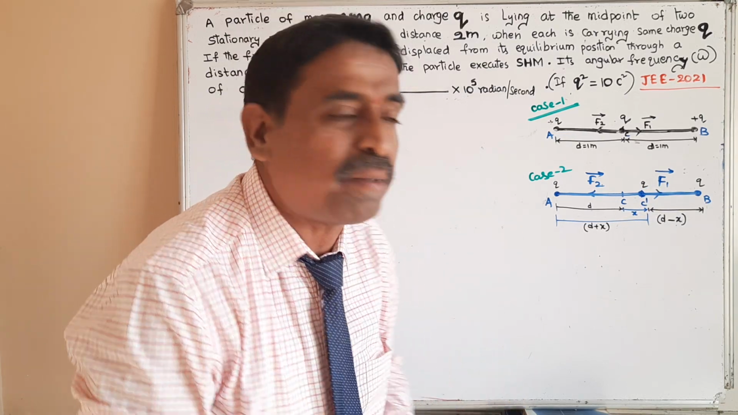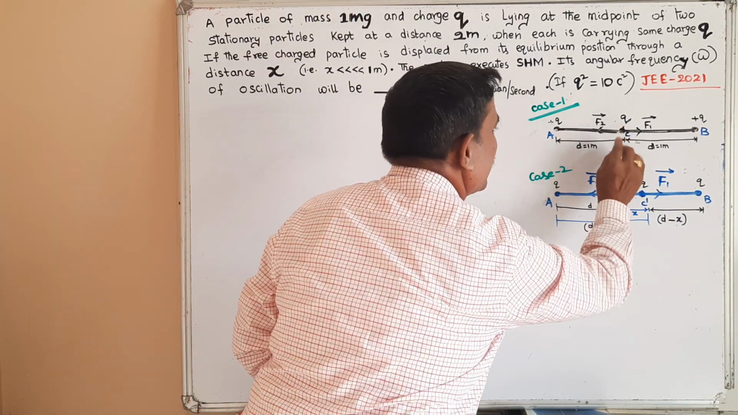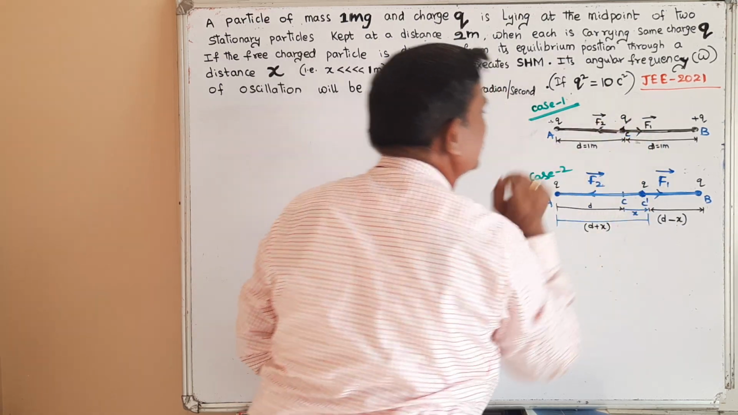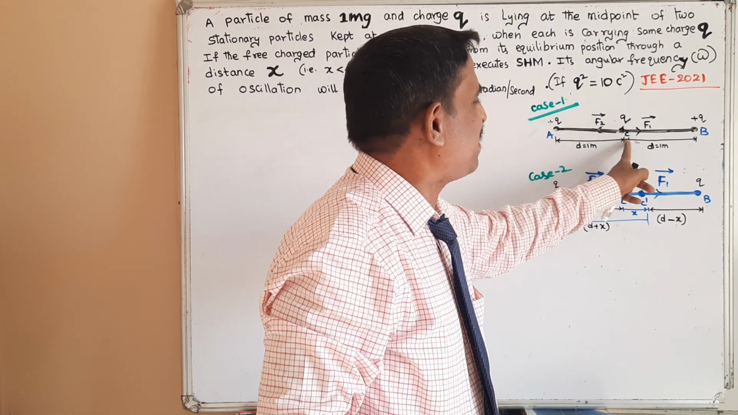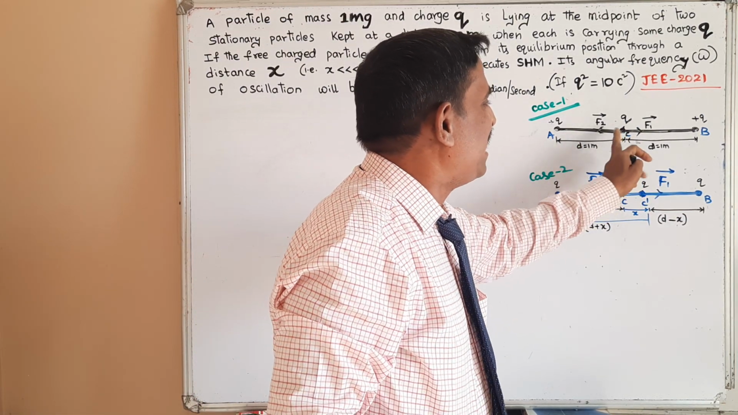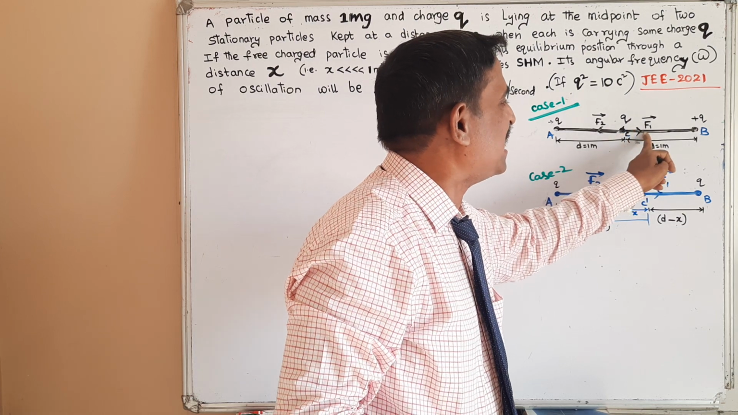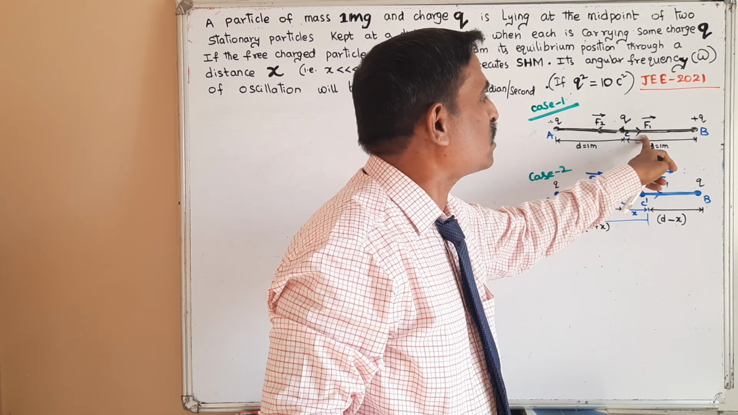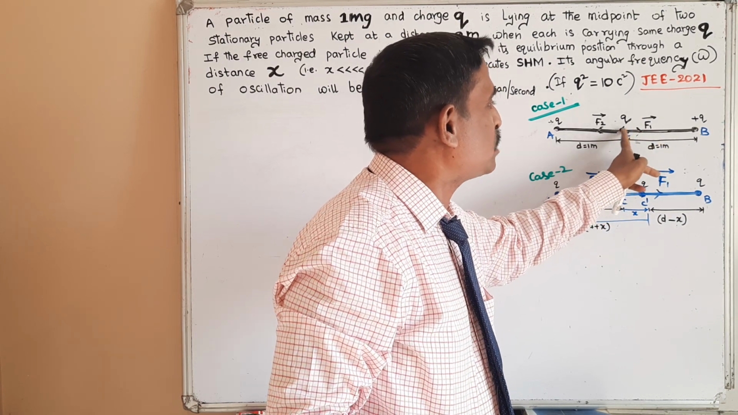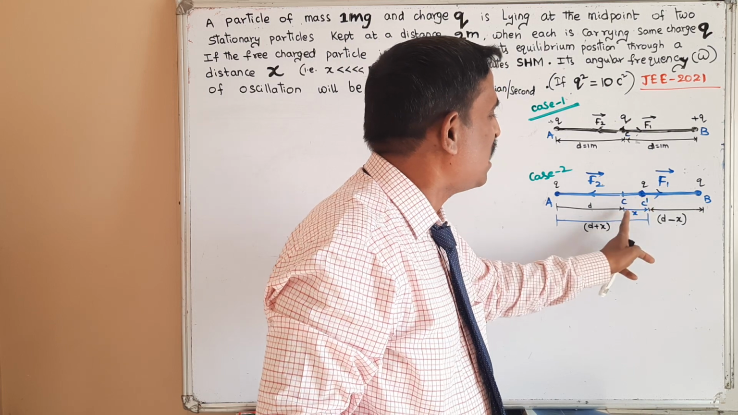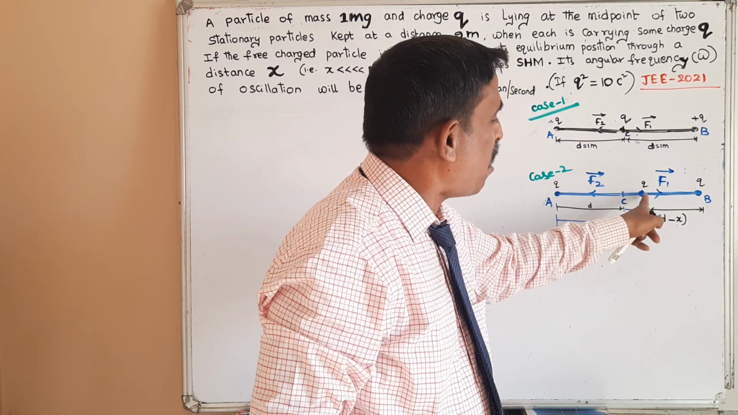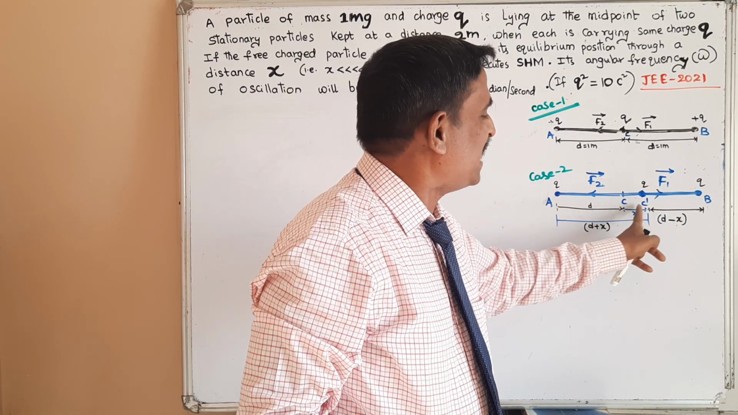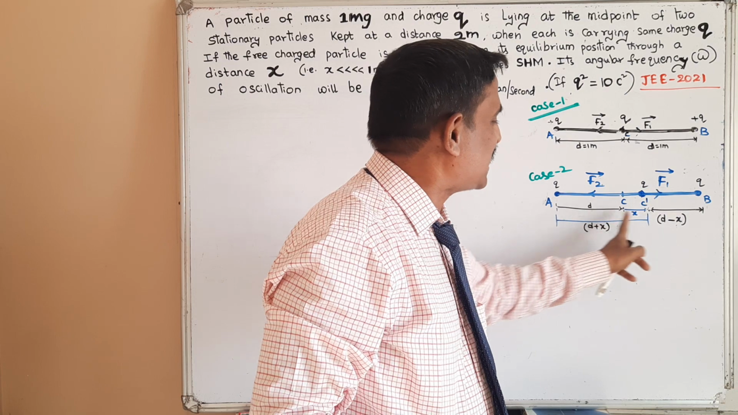Now, after some time, this charged particle is displaced through a small distance x. This is 1 meter, I am taking as d. It is displaced through a small distance x. Then this particle is coming to C dash. This distance is x. Now the particle of charge q is present here. This distance is d, this is x. Total is d plus x.